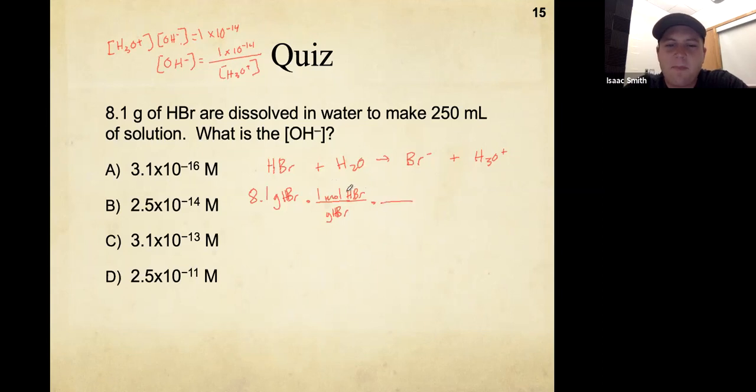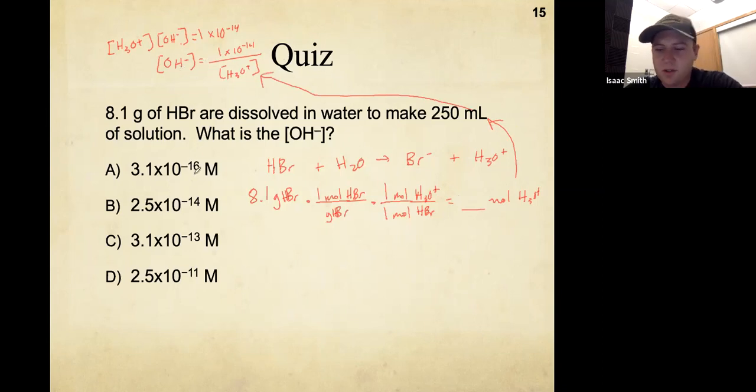Okay, now we can go from moles of HBr over to moles of hydronium, right? So if you balance the equation, it's just 1 to 1 for all these. So 1 mole of HBr for every 1 mole of hydronium, okay? And that's going to get our answer of moles of hydronium, okay? Now, if we know moles of hydronium, we can divide it by the volume to get the concentration of hydronium. Once we have the concentration of hydronium, we can plug it in here to this equation to get the concentration of hydroxide, which is what the question wants.